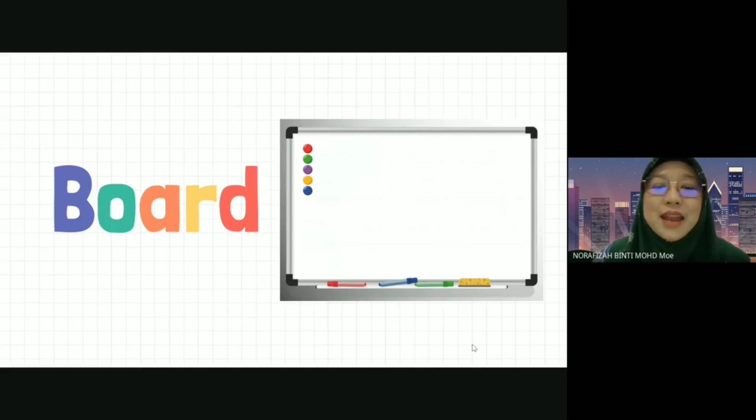Mobile phone. Next we have board, whiteboard, blackboard, papan. Notice board, okay, papan.